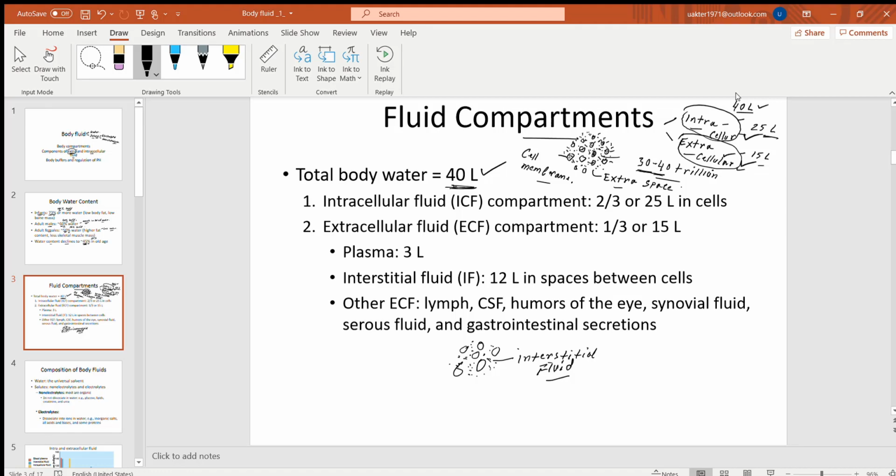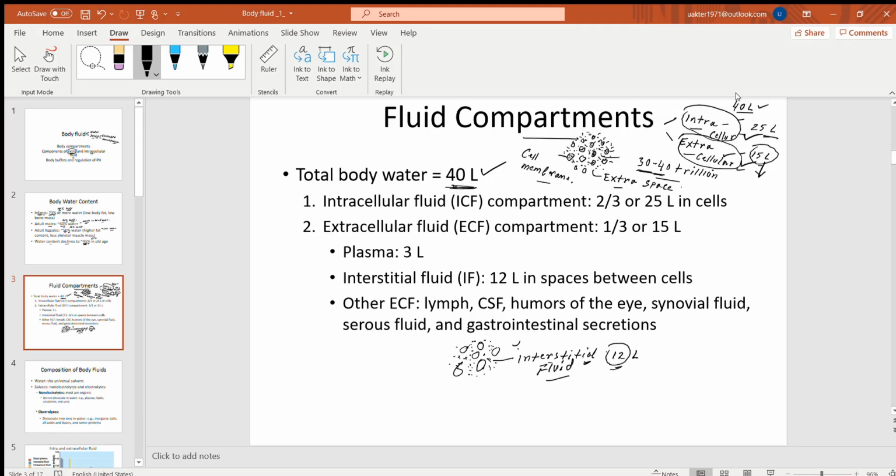Total extracellular is 15 liters, you know that. That means outside of the cells of the body you have 15 liters of water, and the main part of that extracellular fluid is interstitial fluid, which is about 12 liters. So you see, out of 15 liters of extracellular fluid, about 12 liters is located in the interstitial space in between the cells. That is the interstitial fluid.